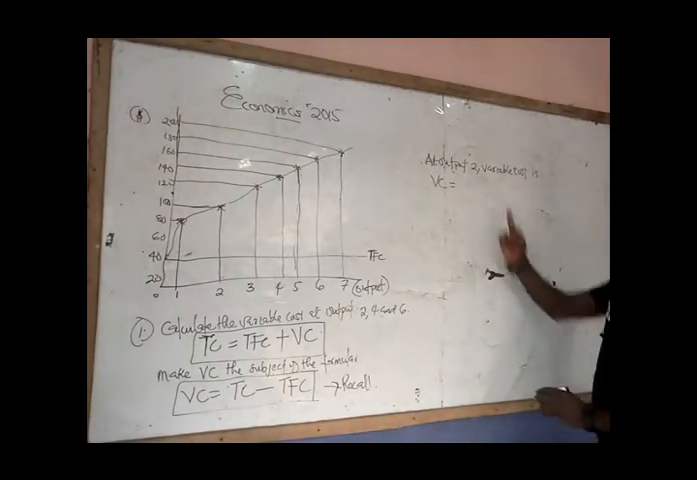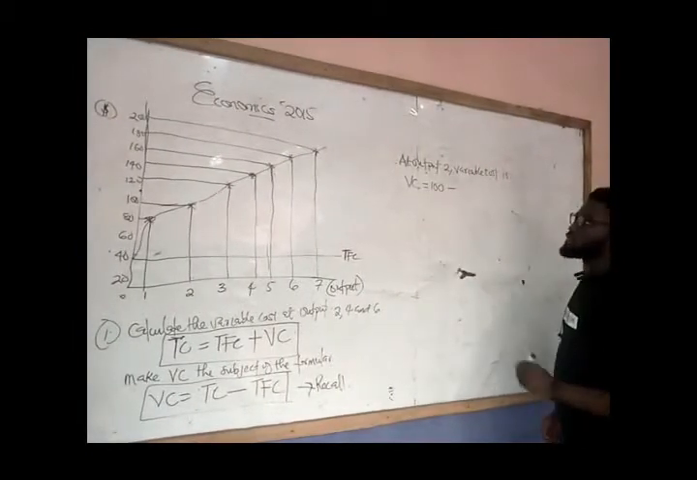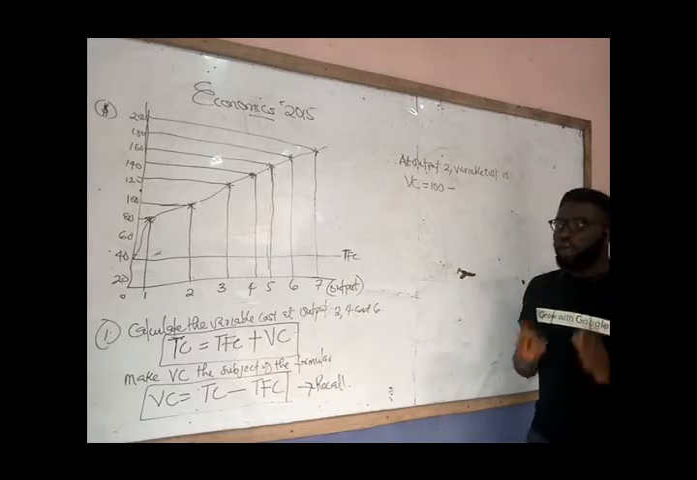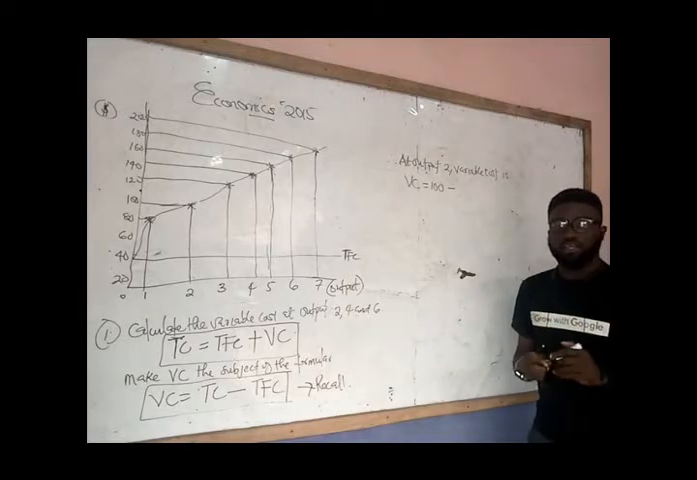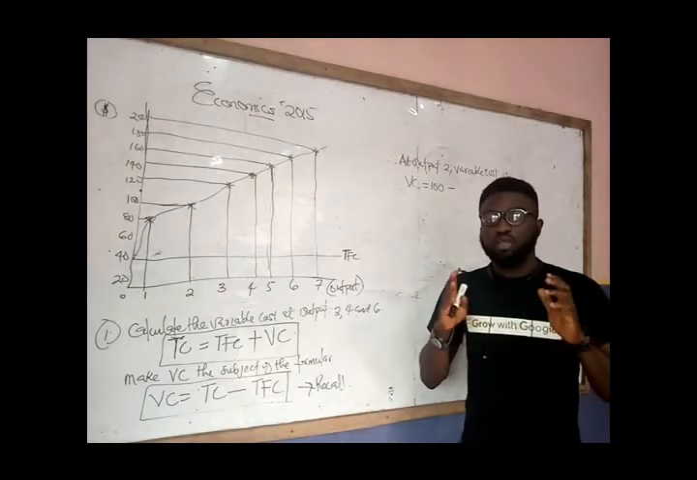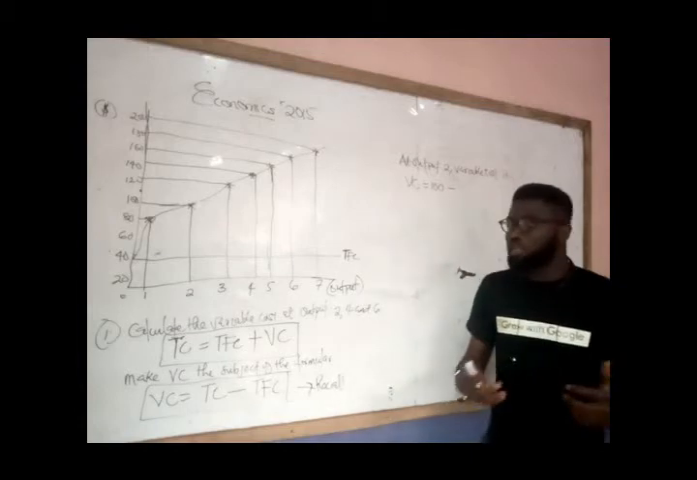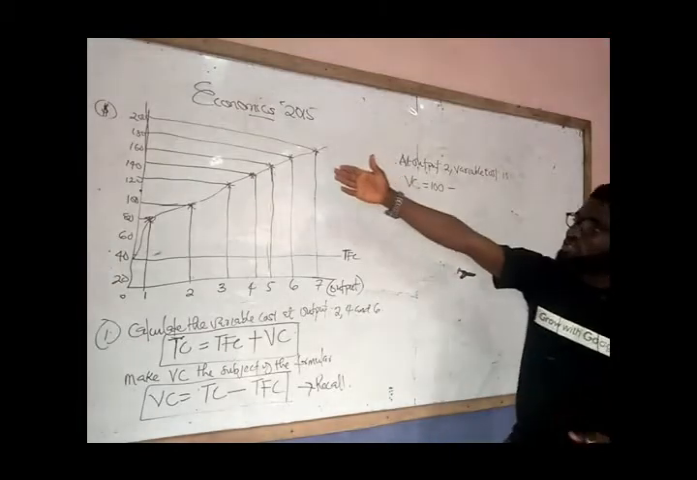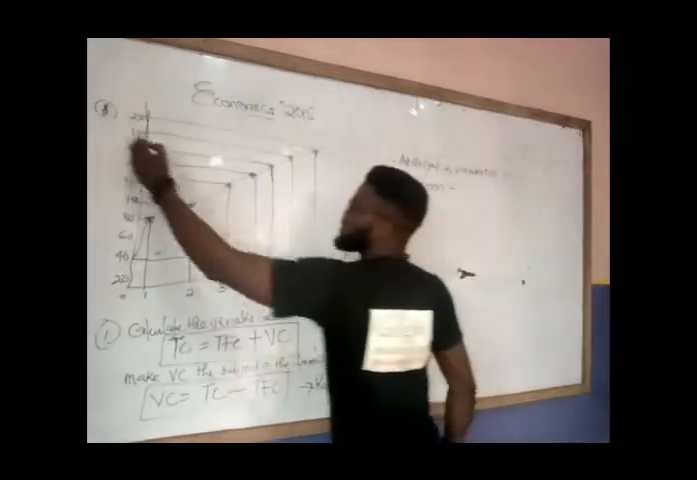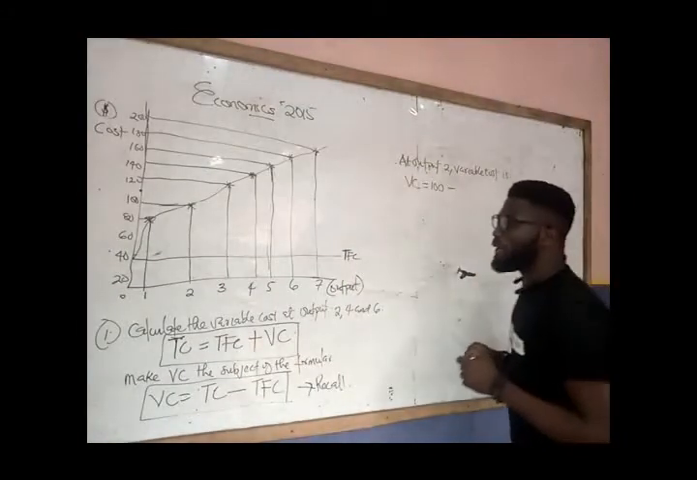So we say 100 minus... don't forget that the value you are dealing with matters. For the sake of Nigerian candidates, you are using Naira. For the sake of Ghanaians, they are using cedis. So it depends. In this question, you are given dollars as your cost. So we say VC. Now you come back to this question.